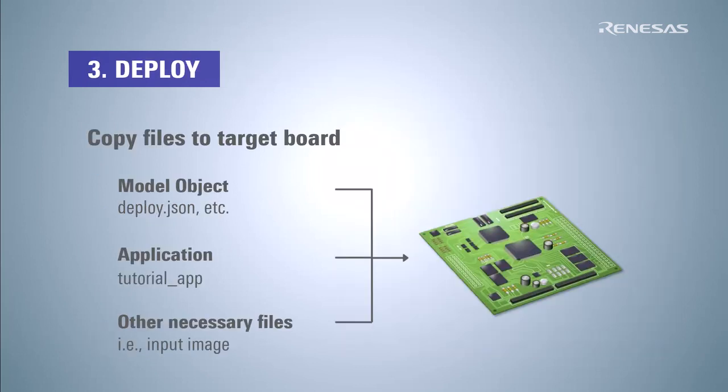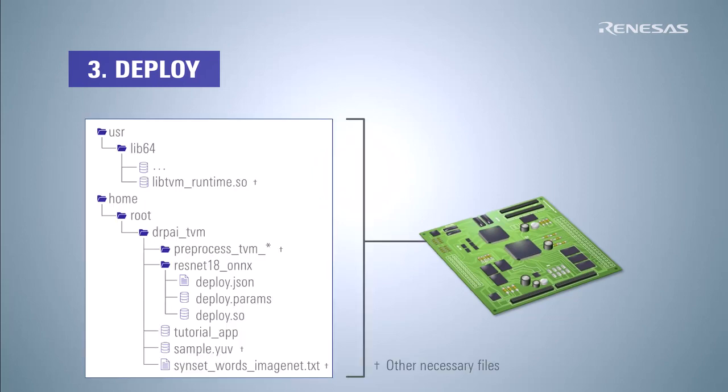From now on, we will copy the necessary files to the RZV series evaluation board. Copy the compile result from the first step, the application binary from the second step, and other necessary files to the file system of the target board. The target board file system should look like this. Now you are ready to run the AI inference.